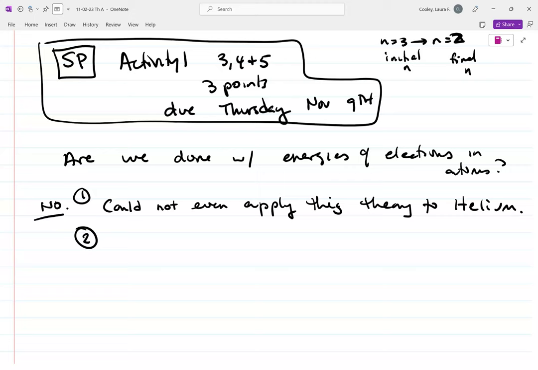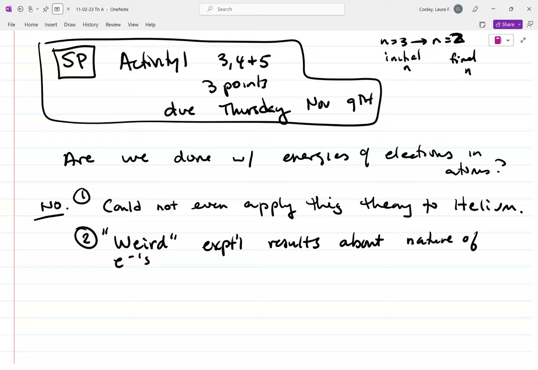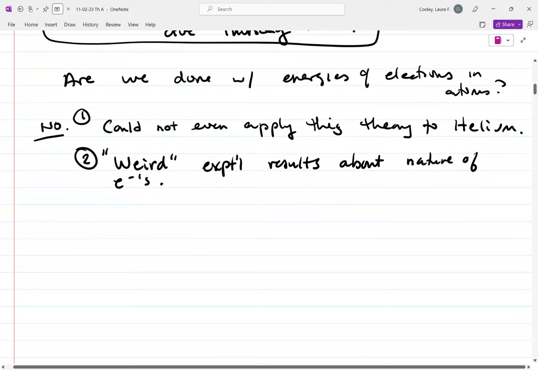So it only worked for hydrogen, and that's really not too good because that's only the atom with 1 electron. The second thing was that some weird experimental results were found for the nature of electrons. What is the nature of electrons? And this really gave scientists pause. They didn't know how to explain these results. I'm going to go over that next.